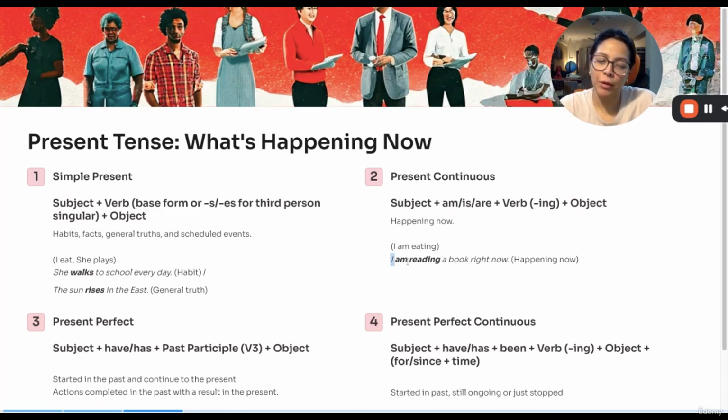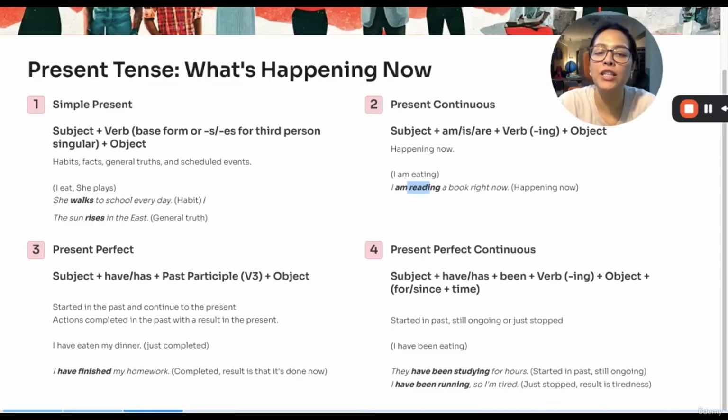I is the subject, am because I am, and read is the verb and we are adding ing to it. I have simplified tenses with these formulas. Feel free to take a screenshot, feel free to pause, have a look at it and come back to the lesson. All right, next is present perfect tense. Do not get confused with how it sounds. Just try to remember the formula.